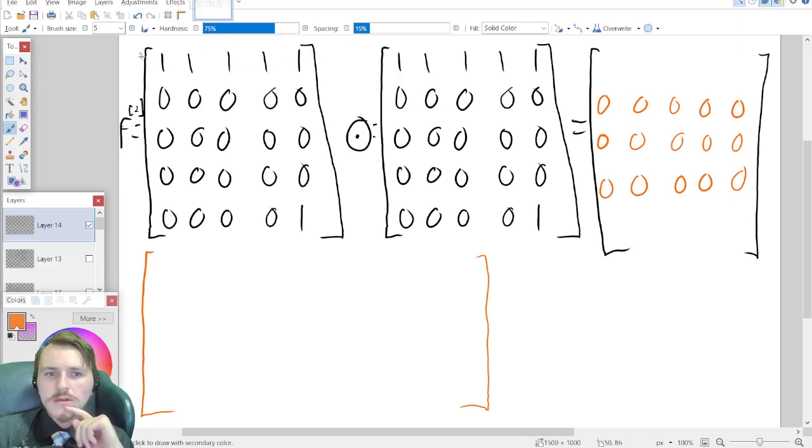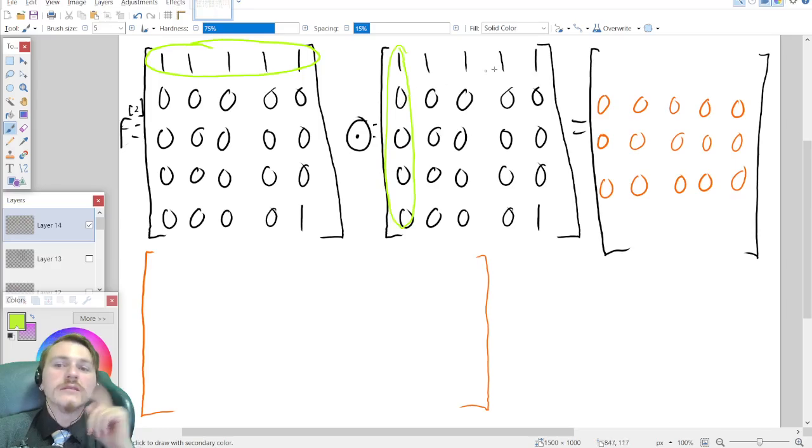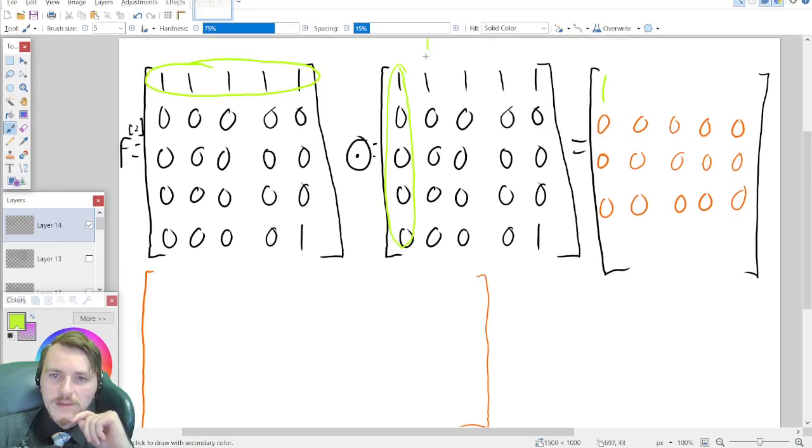First row. This first row has all ones, right? And what do we know is our shortcut? If the column we're multiplying has any ones in it, the resulting thing is a 1. First row. Does this column have any ones in it? Yes, it has one. 1. Does this column have any ones in it? Yes, it does. 1. Does this column have any ones in it? Yes, it does. 1. Does this column have any ones in it? Yes, it does. 1.